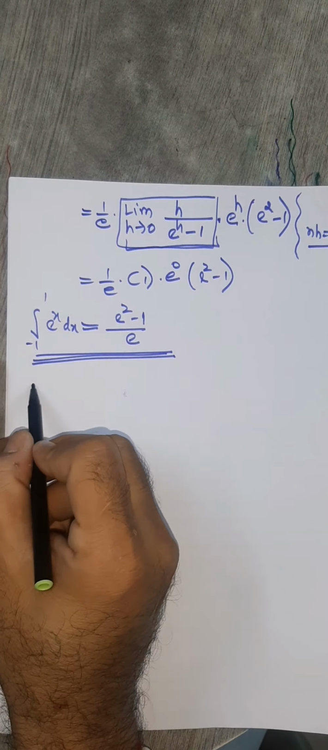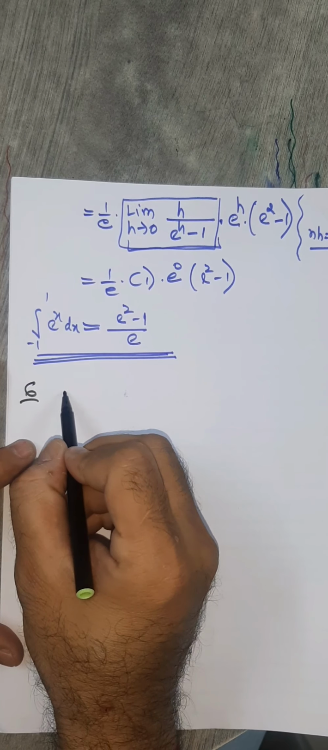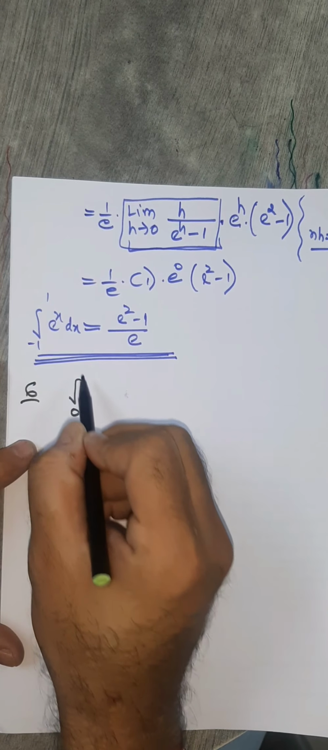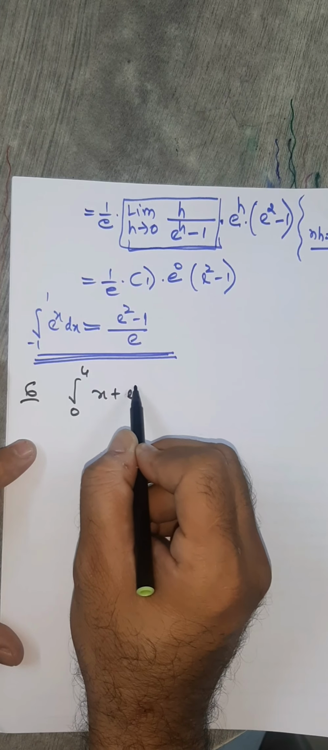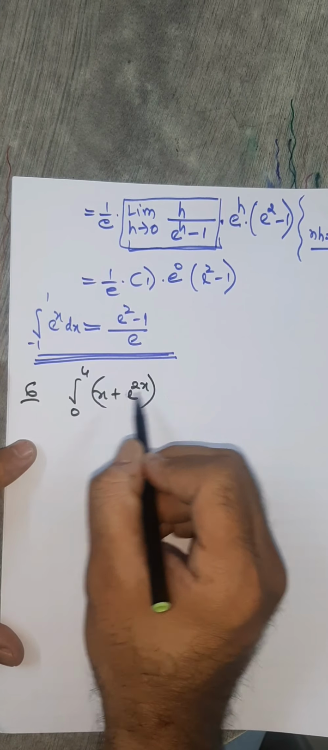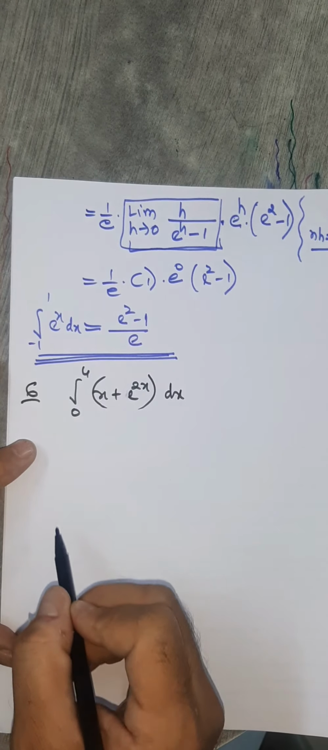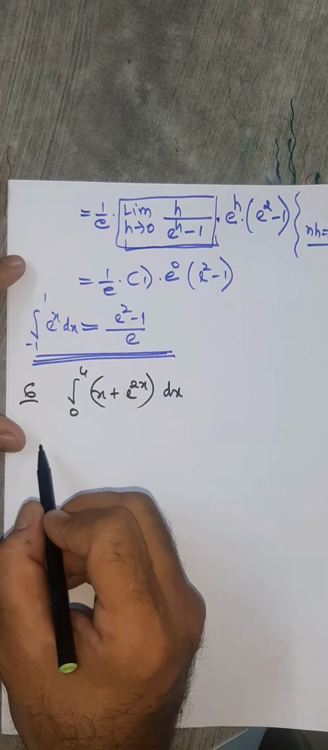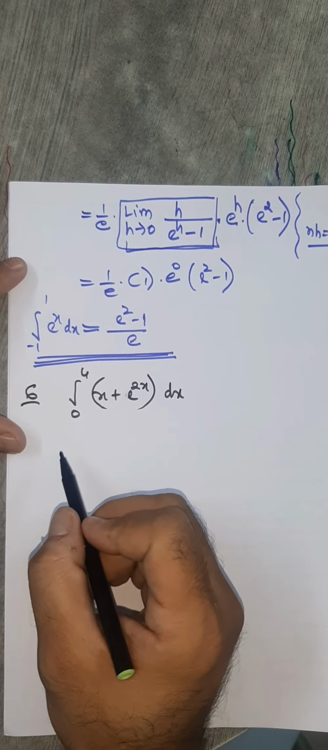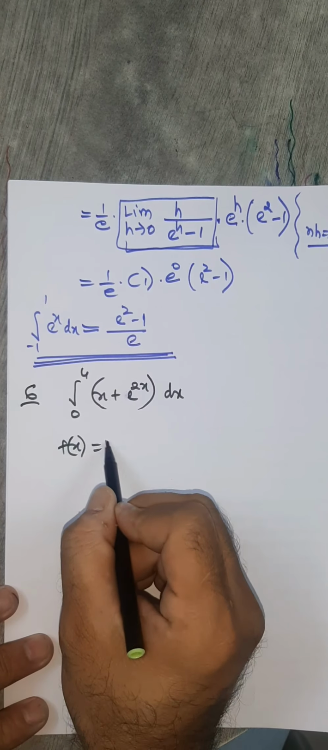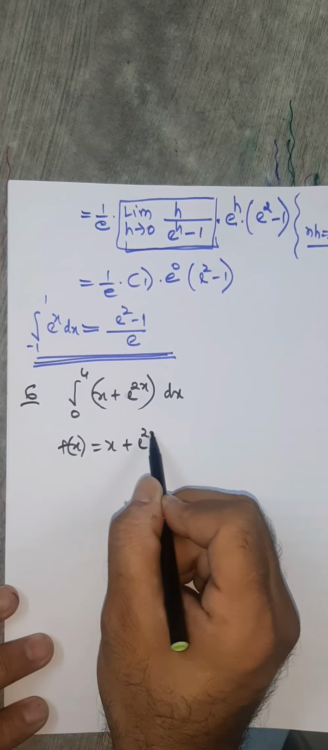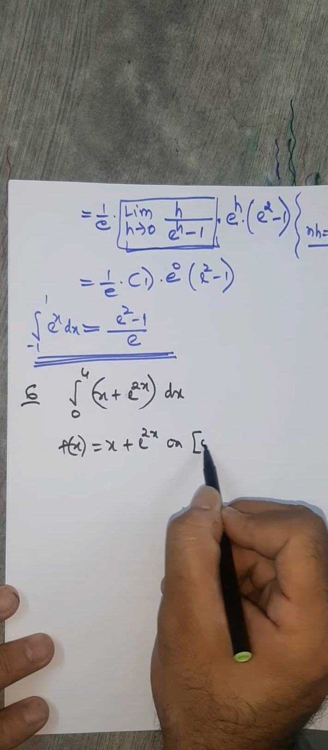Question number 6. One more question for you. Integral from 0 to 4 of x plus e raised to 2x. So here a mixed function, polynomial and exponential. Okay, so I'll write here f(x) equals x plus e raised to 2x on which domain? 0 to 4.